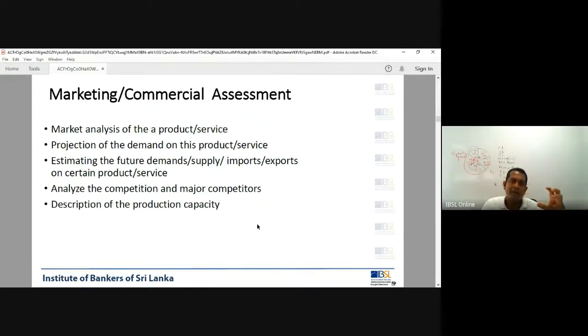What is the product? What will be the demand for this service? Then we project the future demand. There will be imports. Export market should be there. See, in Sri Lanka, we have 22 million people. Australia also has 22 million people. We are vastly different.